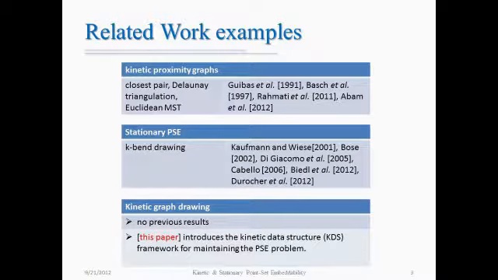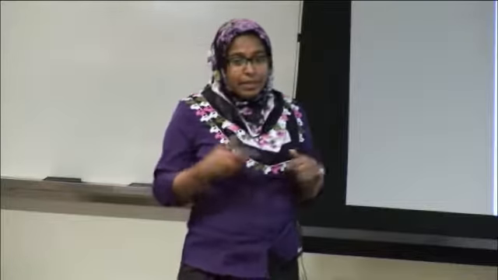So these are some related works. There are some works on kinetic proximity graphs, closest pair, Delaunay triangulations, Euclidean minimum spanning trees. These are the references: Gibas et al., Bash et al., Rahmati et al., and Abam et al. And we know some point-set embedding works by Kaufmann and Wiese, by Bose et al., Di Giacomo, Cabello, Biedl, and recently Durocher et al. But there have been no results merging these two branches.